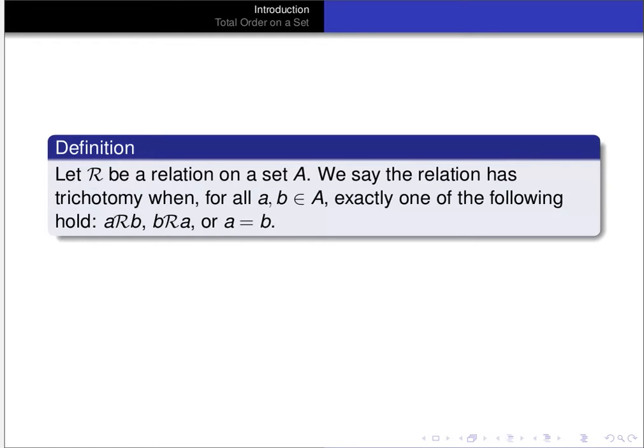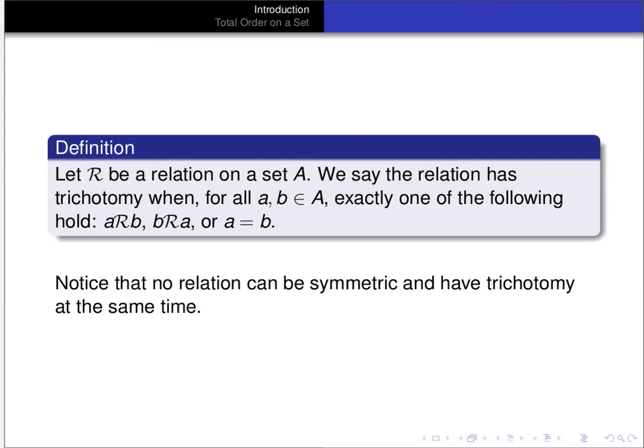And finally, there's another definition. We say a relation has trichotomy when for all A and B in A, exactly one of the following holds: either A is related to B, or B is related to A, or A is equal to B. Notice trichotomy is saying that you can't have two of these holding at the same time. That's in contrast to symmetry, where if A is related to B, then B is related to A. So trichotomy and symmetry are incompatible. In particular, no relation can be symmetric and also have trichotomy at the same time.